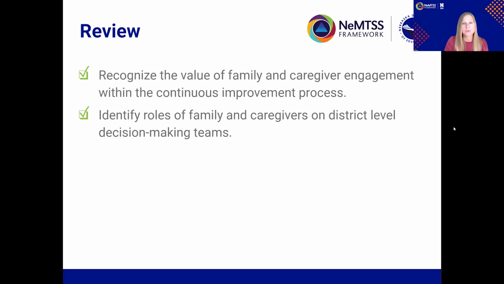In this chapter, we've recognized the value of family and caregiver engagement in the continuous improvement process and identified the roles of family and caregivers on district level decision-making teams. For more information on how district teams use data-based decision-making and engage community partners, and how pre-K through 12 schools use data to drive continuous improvement, please click on the respective chapter.